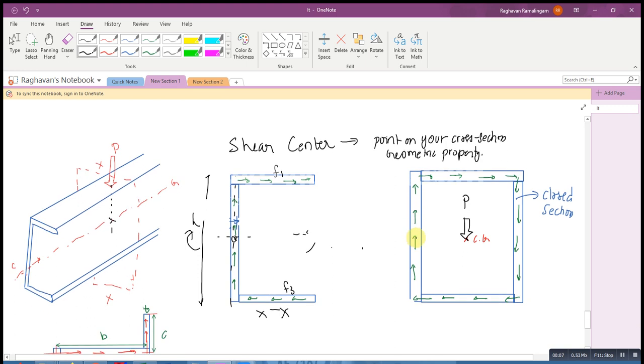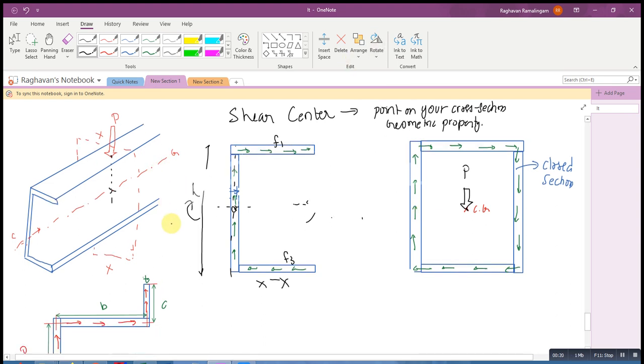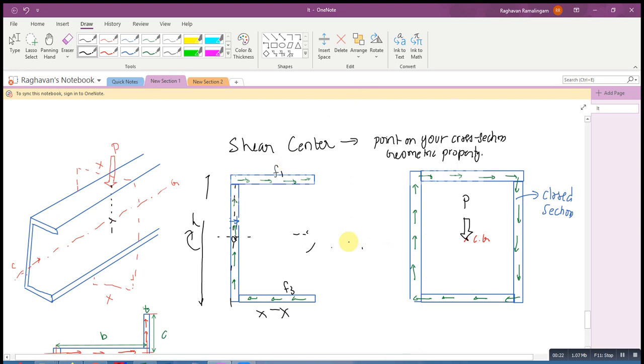Before you come to Shear Center, please have a look at my previous video where I explain shear stress distribution on beams. So, coming to Shear Center, it's a very peculiar property. It basically refers to a single point on your beam, and what that point is, we'll come to soon.